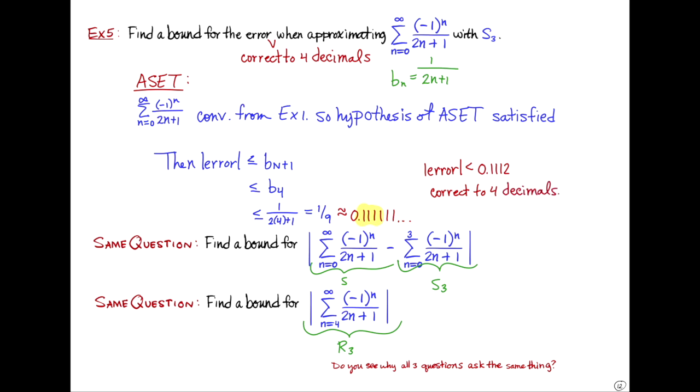In workshop tomorrow and also in your homework, both of those questions are going to be worded in such a way that you will have to find the error bound correct to some number of decimal places. So you will need to know that you should always round up.